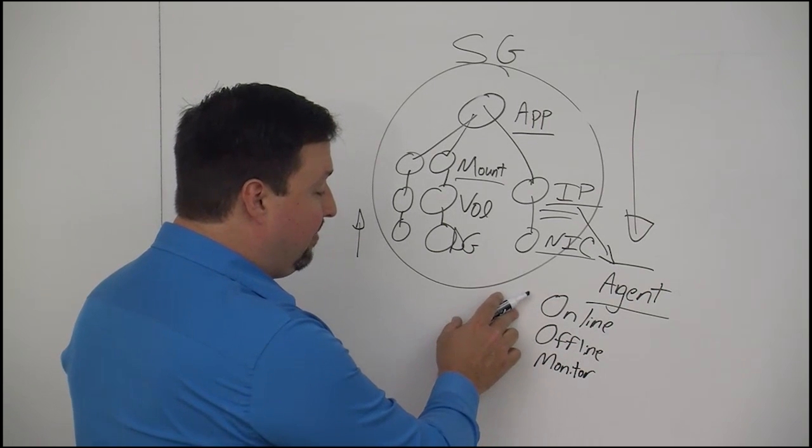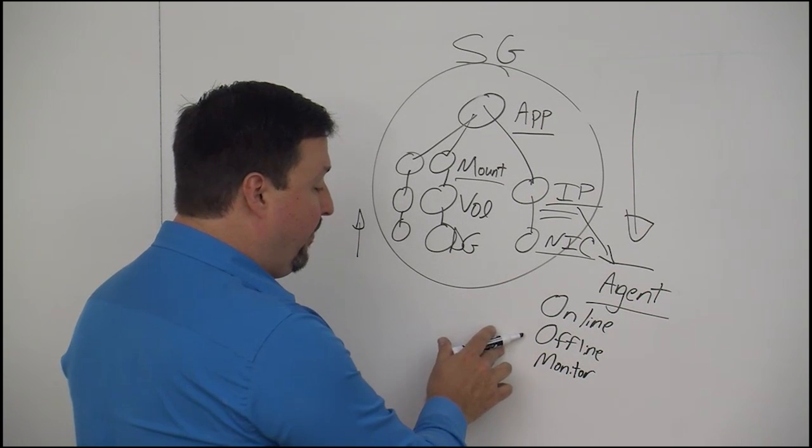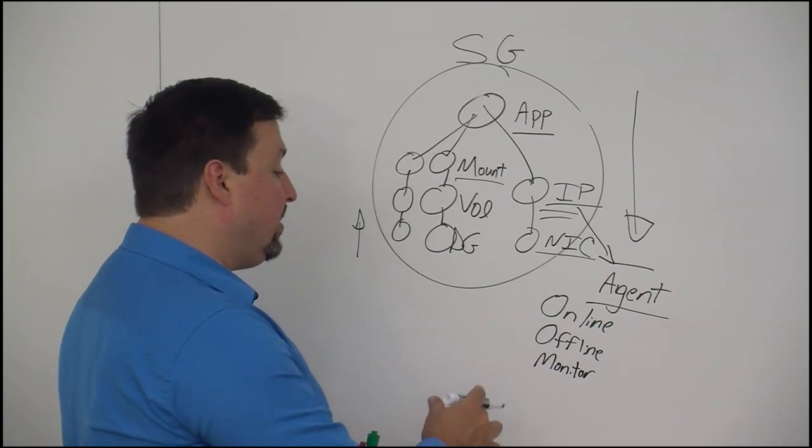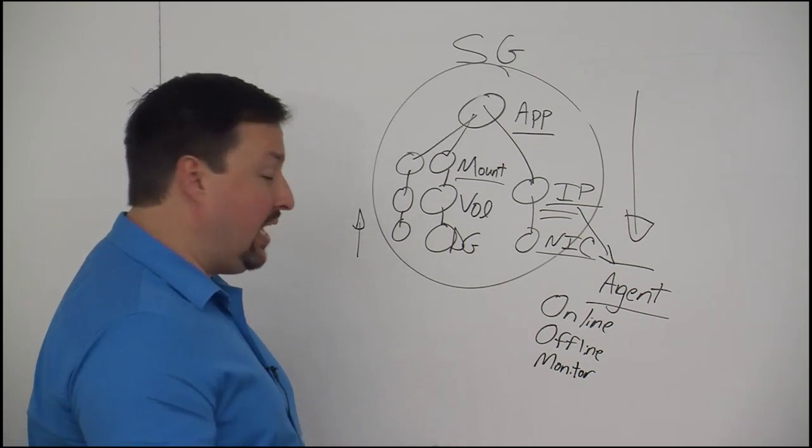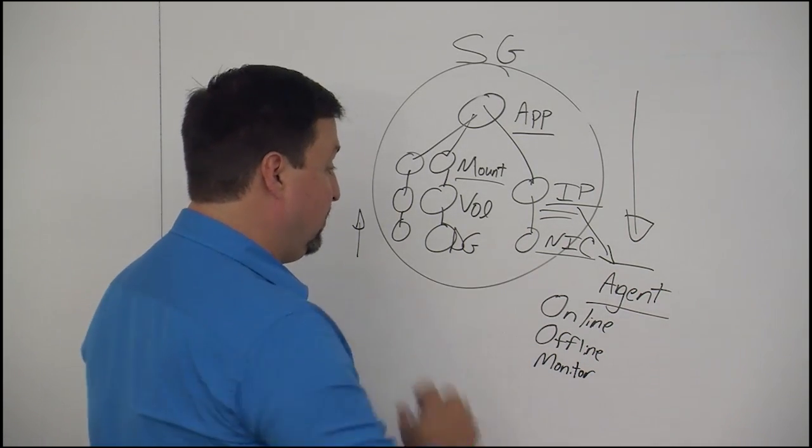So the online script is going through this. Offline, it's running this script. And monitor is a poll-based monitor where you're going to validate if the app instance is online, or that resource specifically.